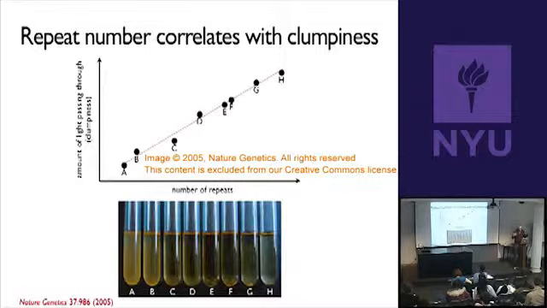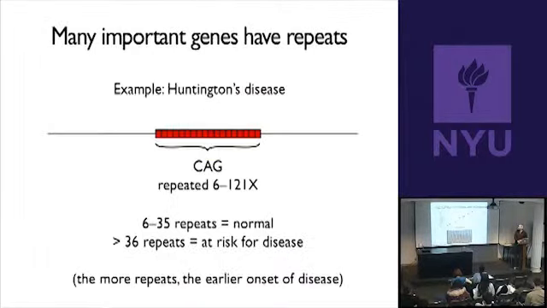humans, okay? And the reason it has important implications for humans is there are a number of genes in humans that have the same basic structure, where they have repeats in the middle, okay? And probably the one that's best known to you is the cause of Huntington's disease, okay? So the Huntington's disease gene has a CAG repeat in the middle of it, okay? And that can be repeated anywhere from 6 to 121 times, depending on the individual, okay?